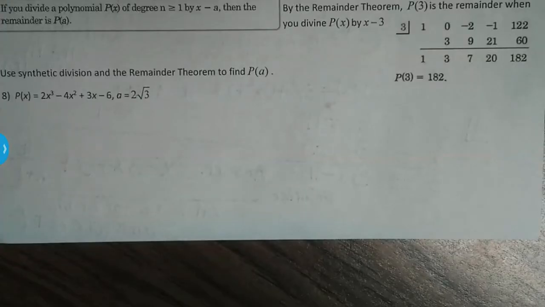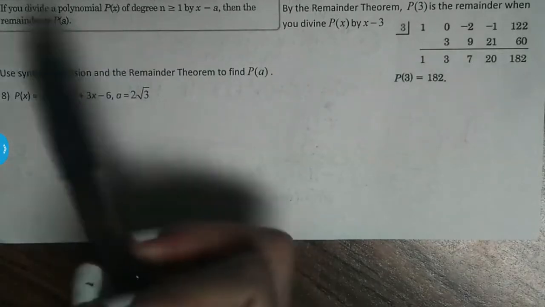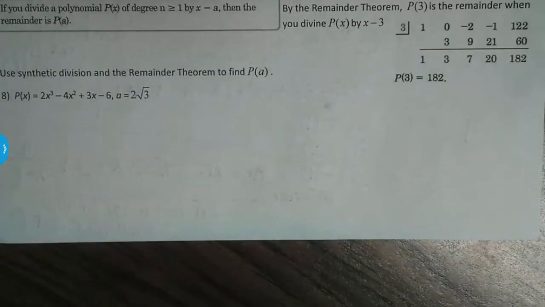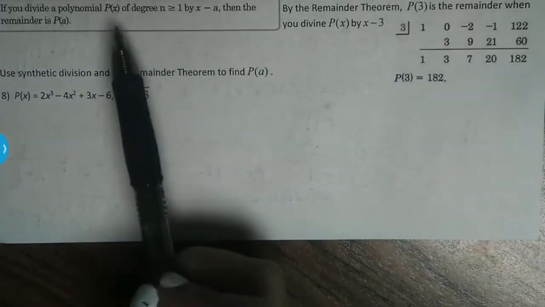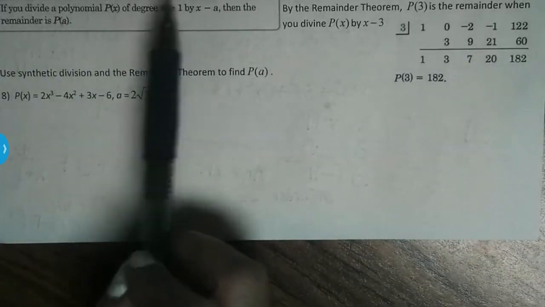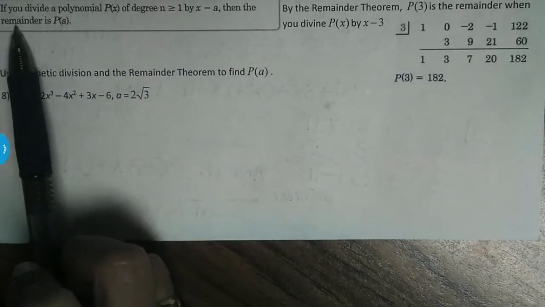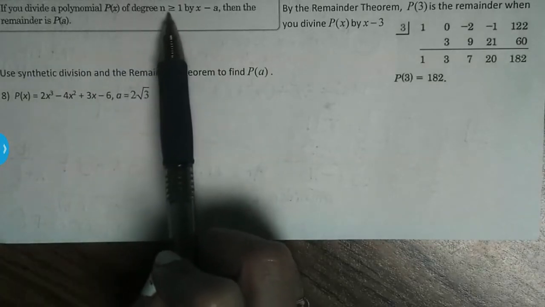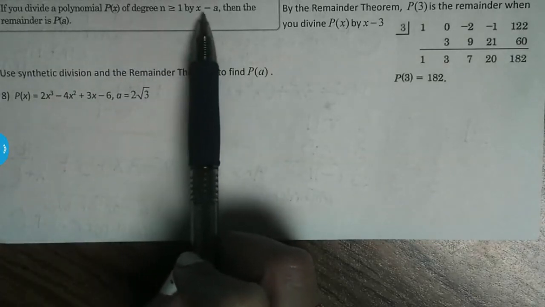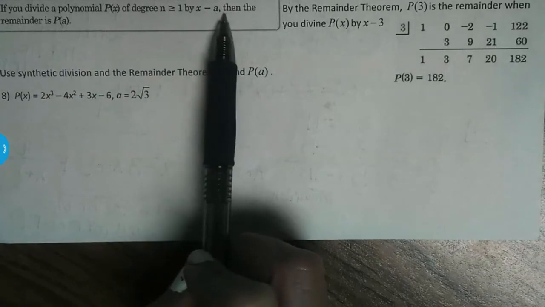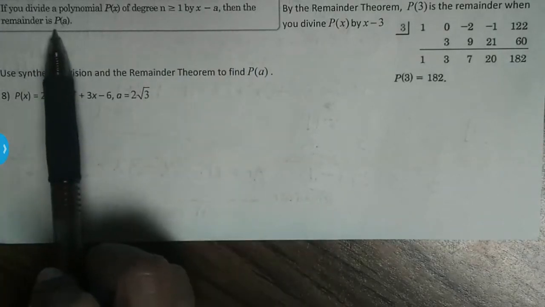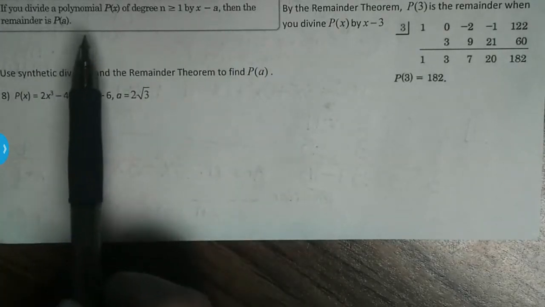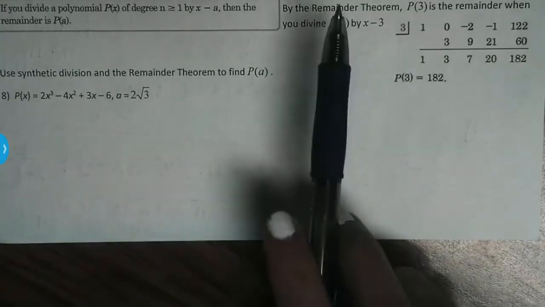Okay, so here is the end of the videos for today's example, number 8. So the last thing about polynomial synthetic division is this thing called the remainder theorem. So I'll just read it to you. If you divide a polynomial p of x of degree at least 1 by x minus a, then the remainder is p of a. So let me show you what that means. Here's an example already worked out.